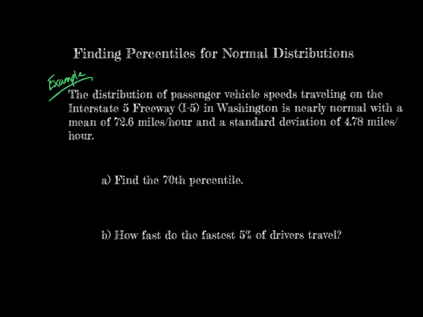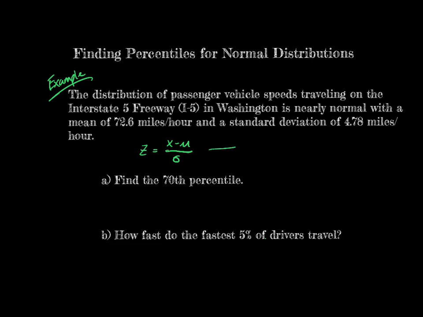In this video, we're going to talk about finding percentiles for normal distributions. Before we get started with this example in front of us, I want to remind us of the relationship between z-scores and values within our data set. So for instance, we know that a z-score equals a data's value minus the mean divided by the standard deviation.